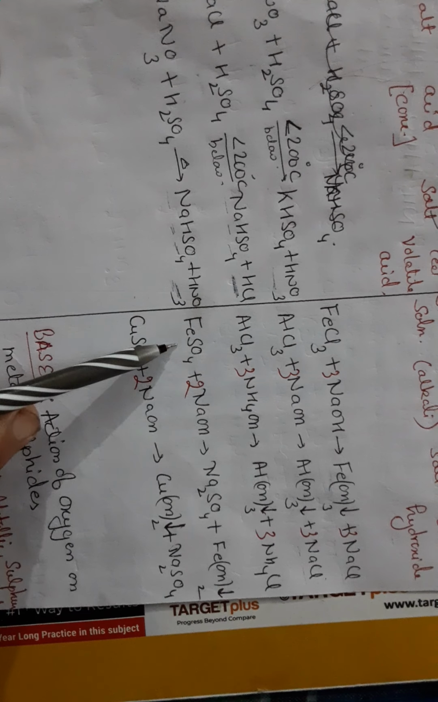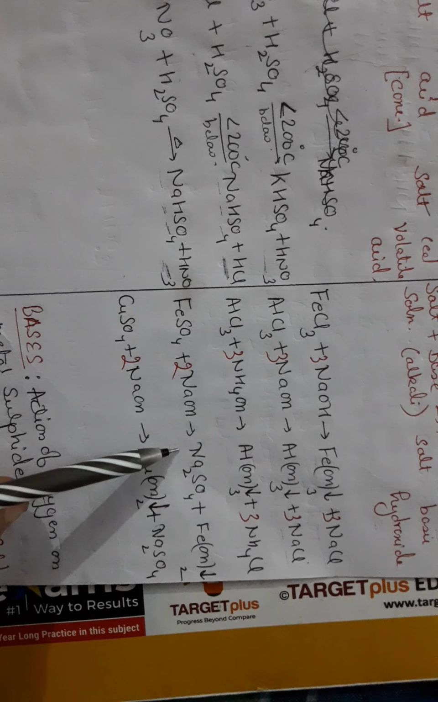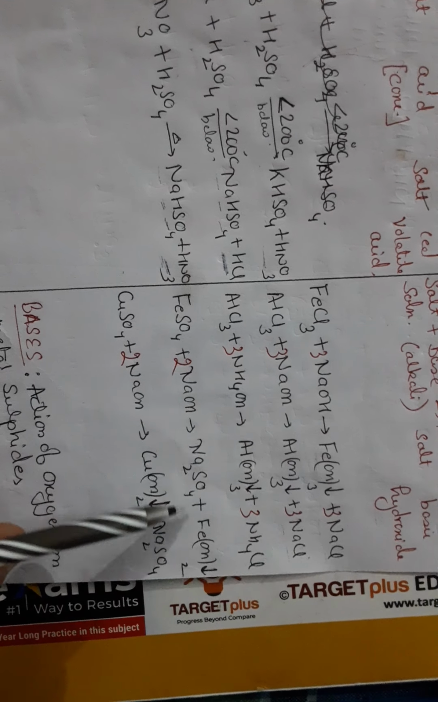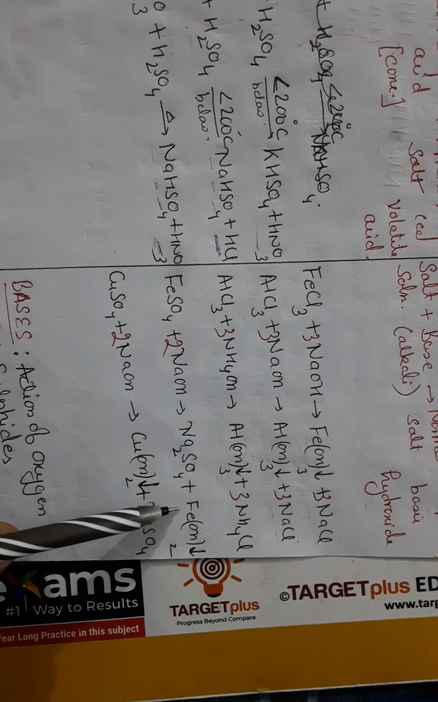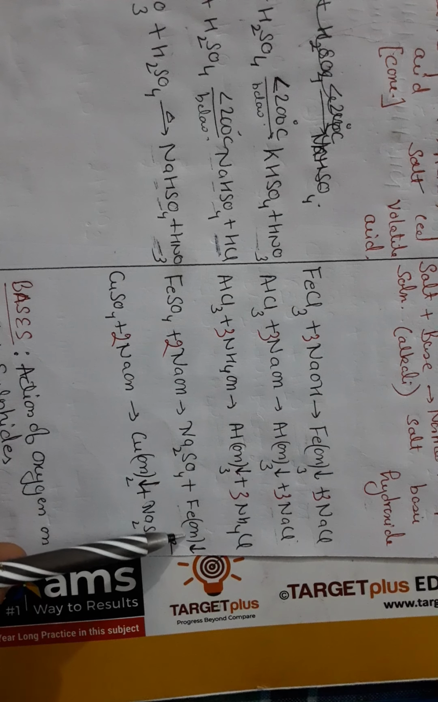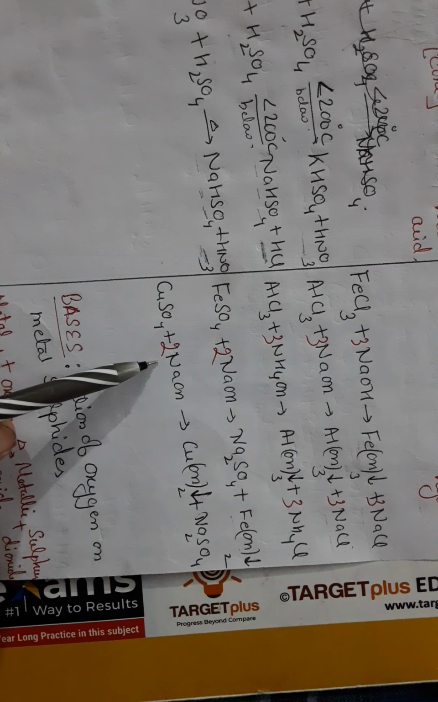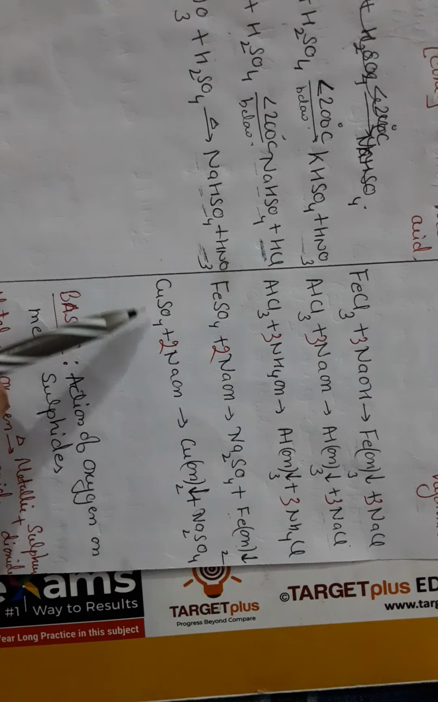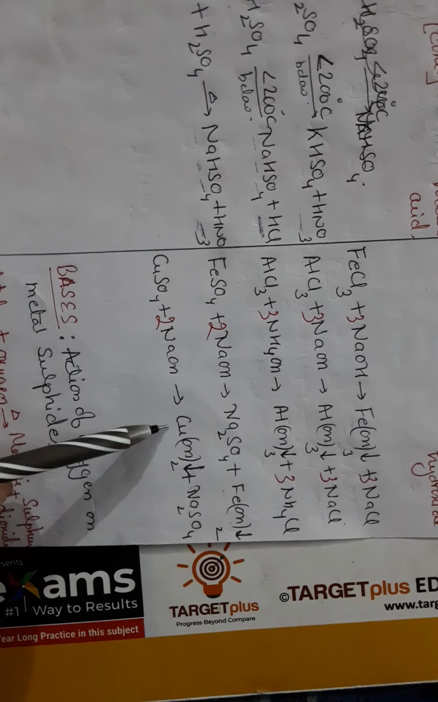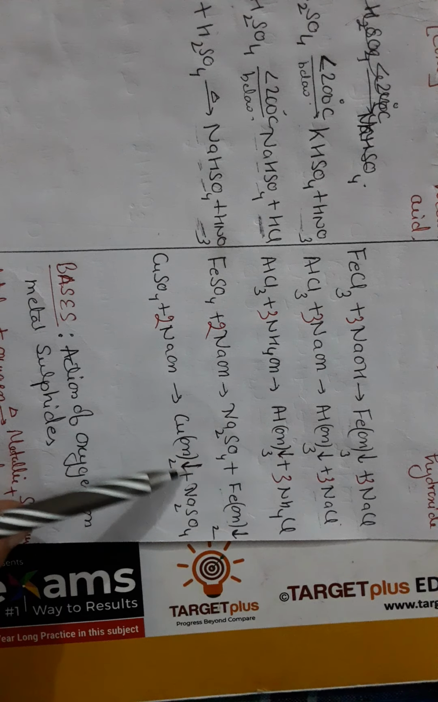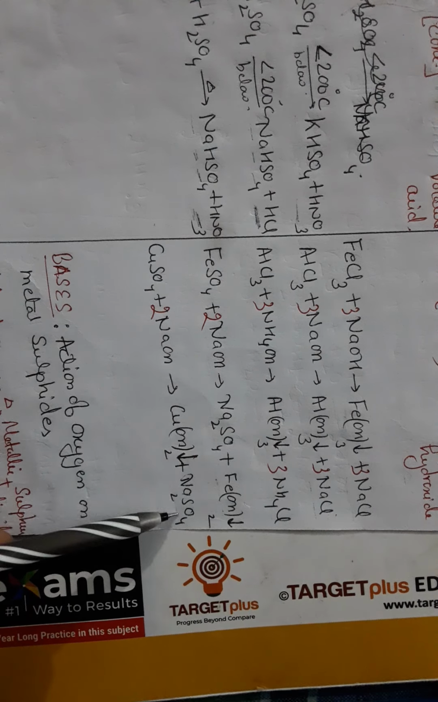Ferrous sulfate, when reacted with sodium hydroxide, forms a salt, that is sodium sulfate, and a precipitate is formed, that is ferrous hydroxide. Copper sulfate, when reacted with sodium hydroxide, then a precipitate is formed of copper hydroxide and sodium sulfate.